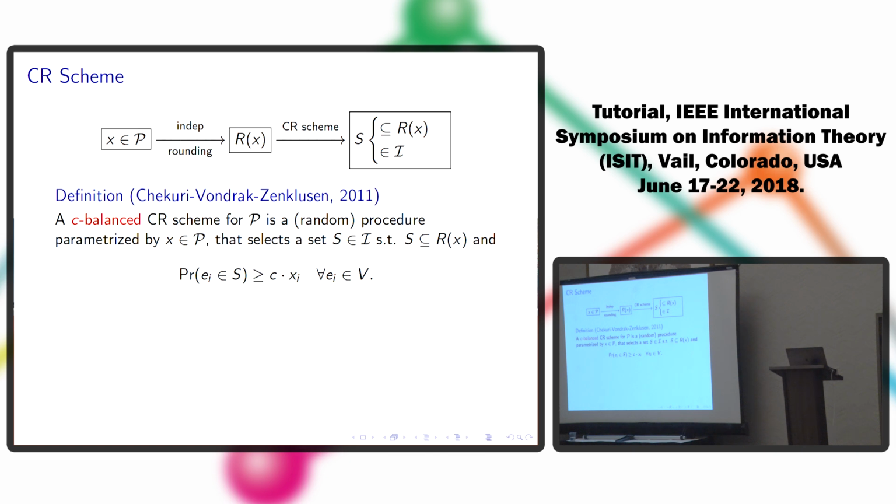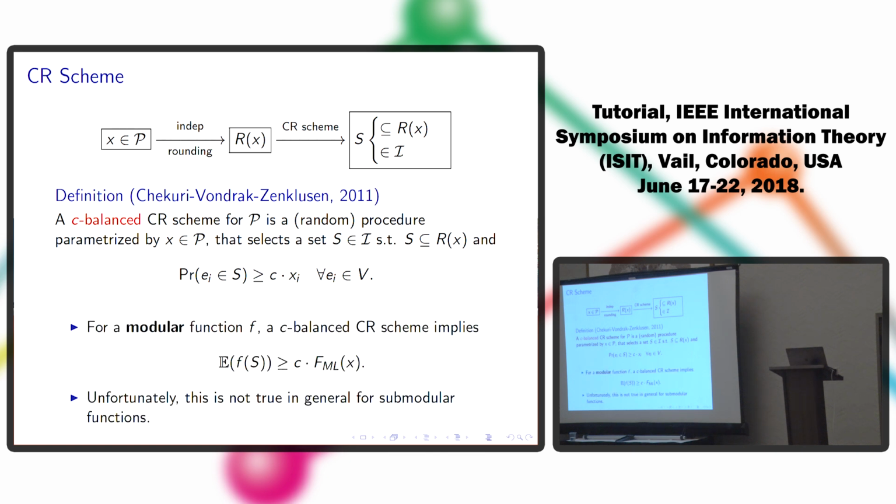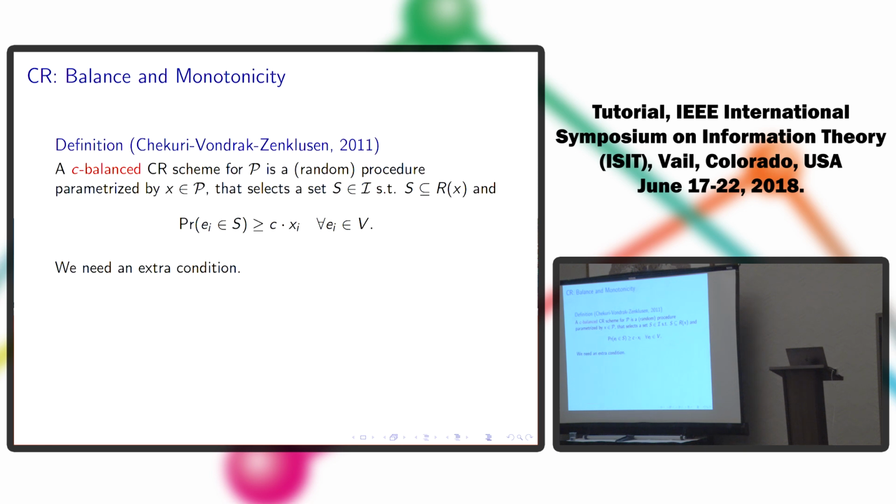Why is this good? Because if the function is modular, if it is linear, it is easy to show that the expected value of this set S is going to be at least C times the value of this point x. So that's very good. Suddenly we have an approximation guarantee. If we have something here, then C times that is going to give us an approximation guarantee. But when the function is not modular, this is not enough.